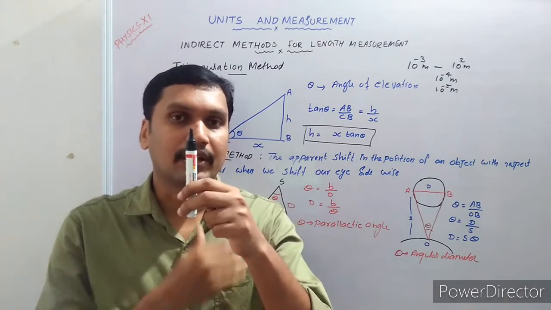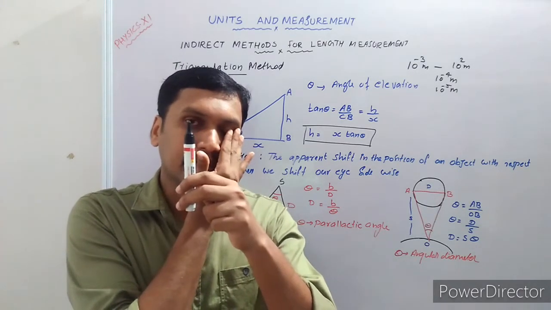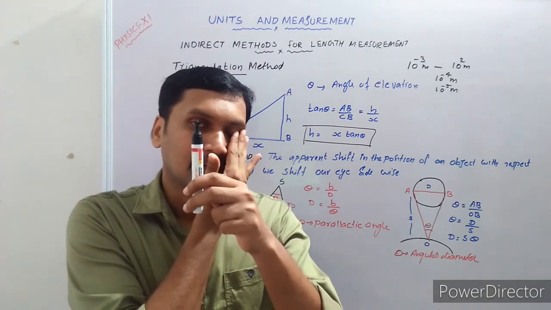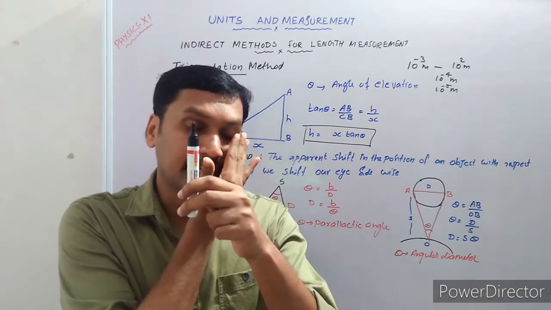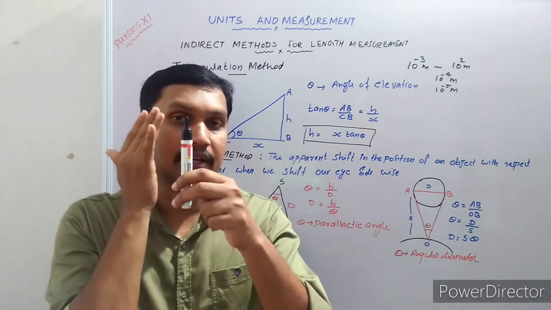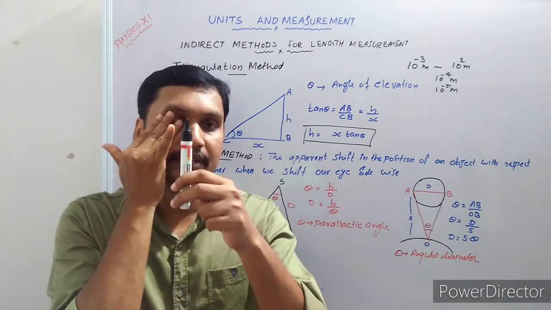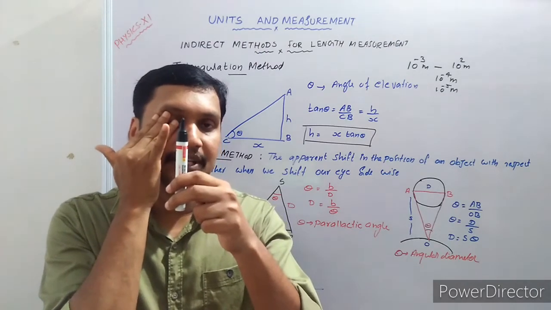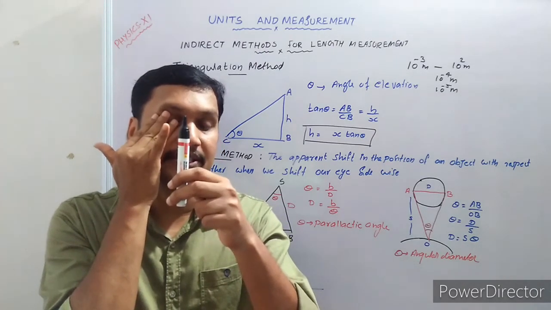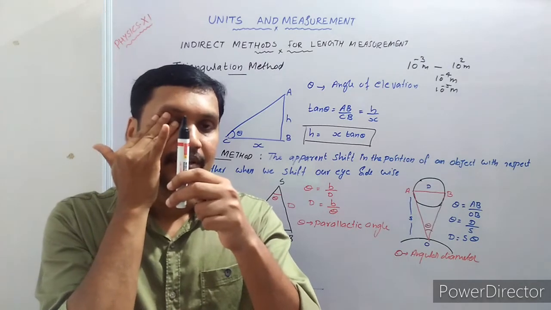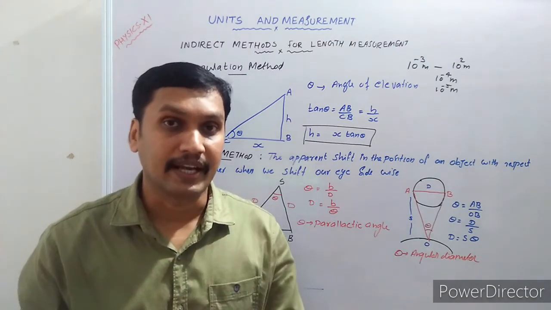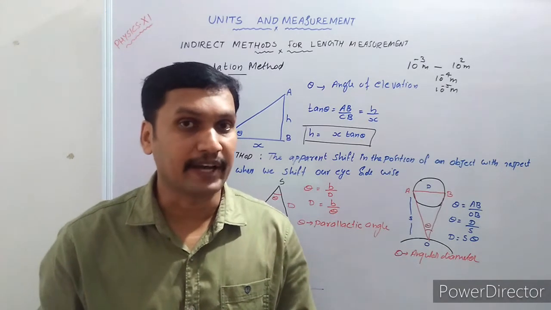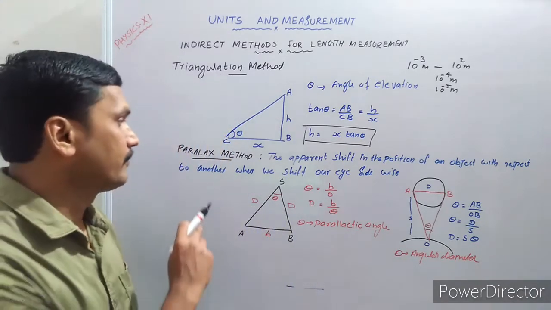First, we close our left eye and observe that point through the tip of this pen. After that, you change your eye and close your right eye and observe that point. And you feel that the alignment of this pen and this point has changed. This concept is known as parallax. And parallax is defined this way.